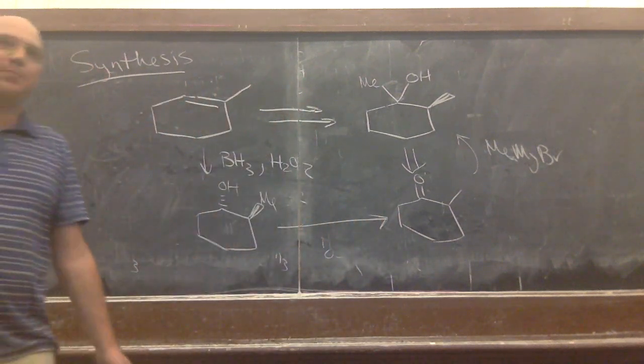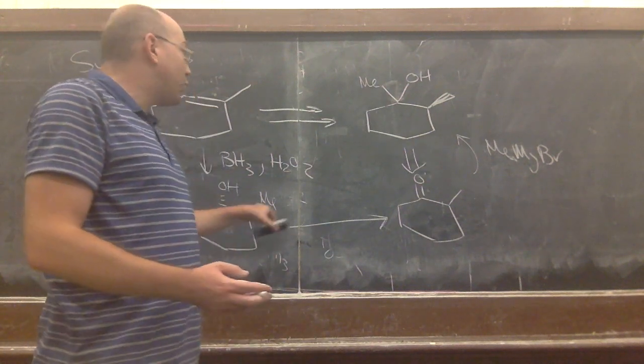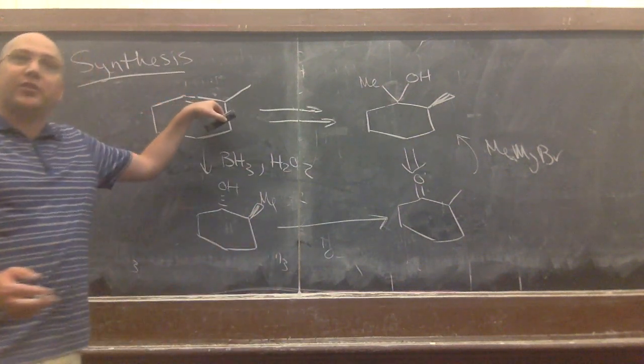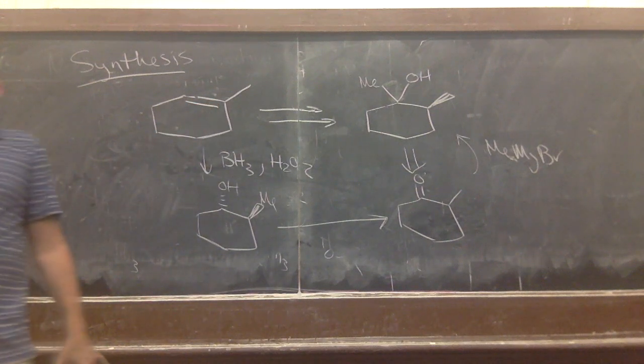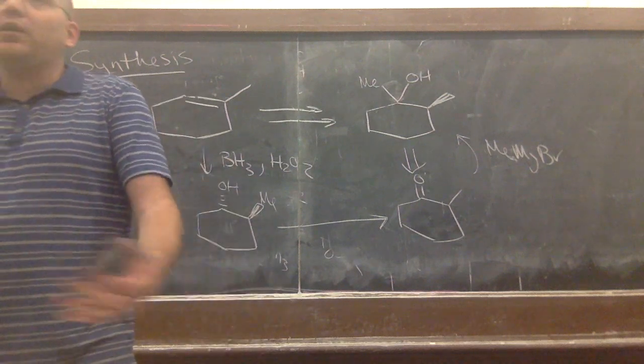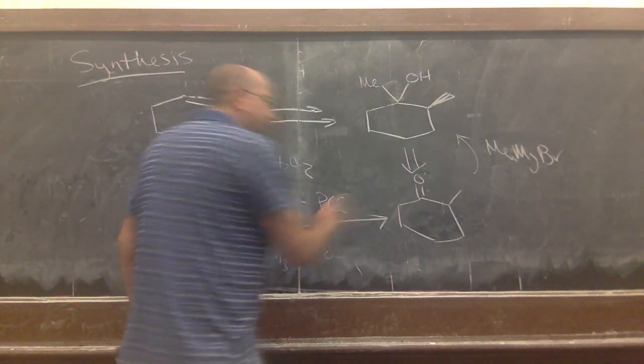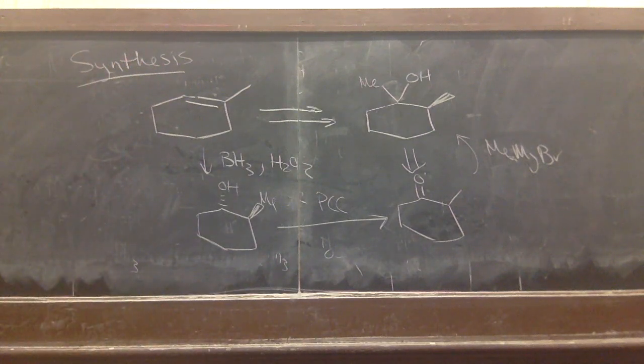Any number of things, right? Well, acid would lead us in the reverse direction. PCC, Jones reagent, Swern, any number of these oxidation conditions. So I'll just put down PCC. Okay? And so this is going to be the level of difficulty.